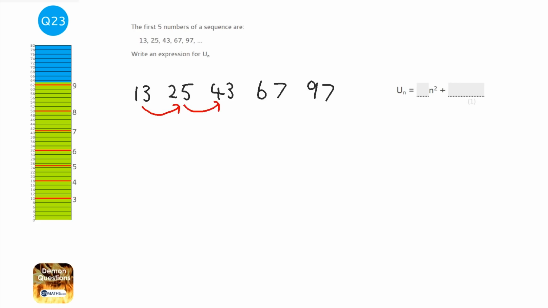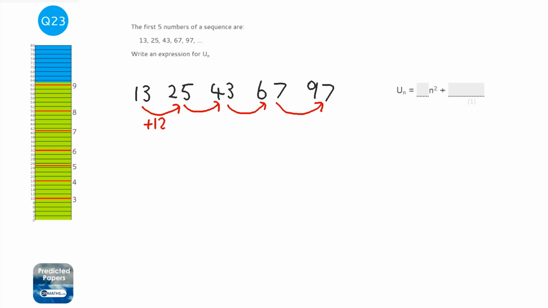First thing I do with this question is just write the numbers out. They're a bit small in the question. Now with all sequences we're interested in what it goes up in. So we're interested in what these go up in. So if you've got a calculator, you can just do 25 take away 13. If it's on a non-calculator paper, then you can just quickly do it in your head.